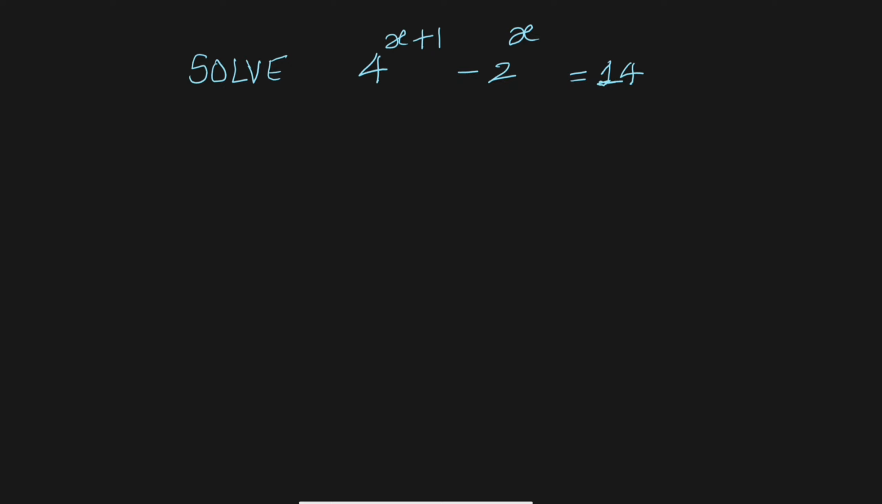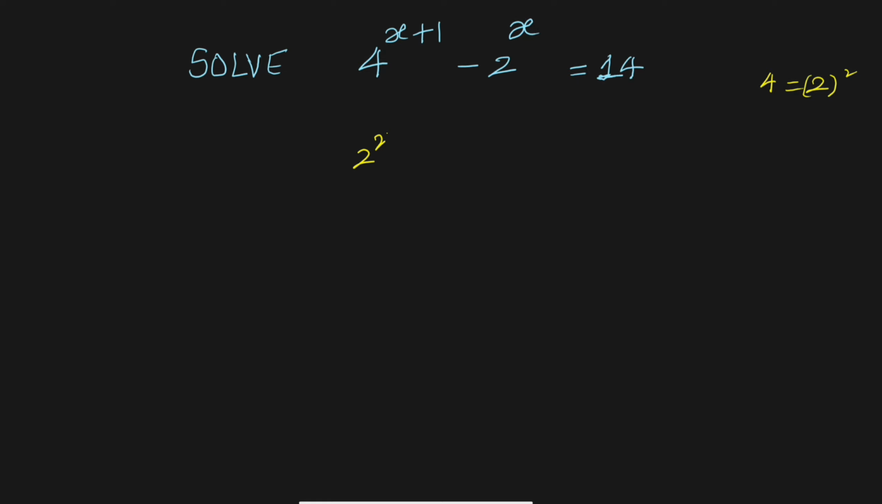Now to start with, what is our starting point? 4 to the power of x plus 1 and 2 to the power x. What is the relation between 4 and 2? 4 equals 2 square. So let's use that and write down (2 square) whole to the power of x plus 1 minus 2 to the power x equals 14.